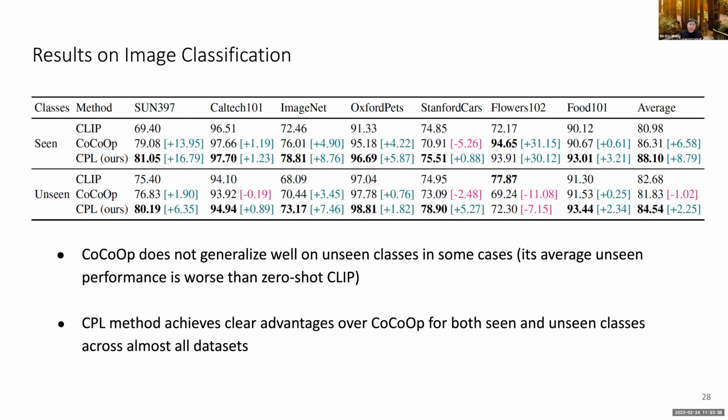Okay, so we demonstrate the effectiveness of our CPL method, counterfactual prompt learning method, on 10 datasets across 3 tasks: image classification, image text retrieval, and visual question answering. As you can see, here are the results on image classification. First, you can notice that the CoOp method does not generalize well on ANSI classes. You can clearly see its average ANSI performance is even worse than zero-shot CLIP, right? In contrast, our CPL method achieves clear advantages over CoOp for both SIN and ANSI classes across almost all datasets here. And the average performance is clearly better.